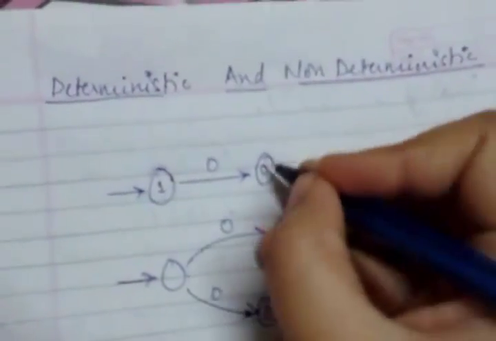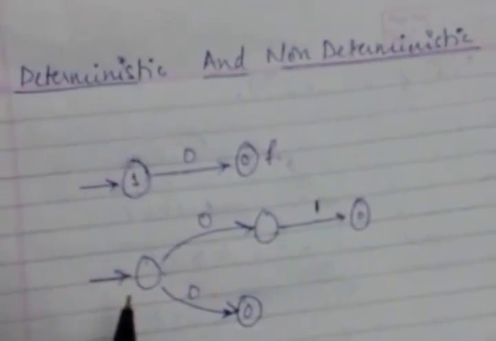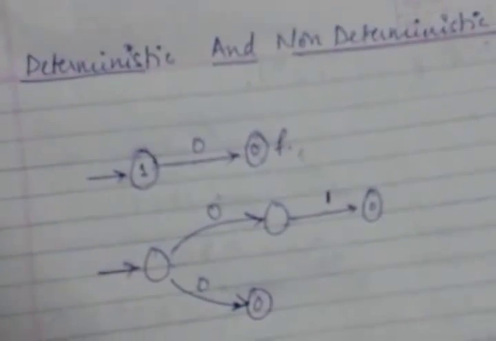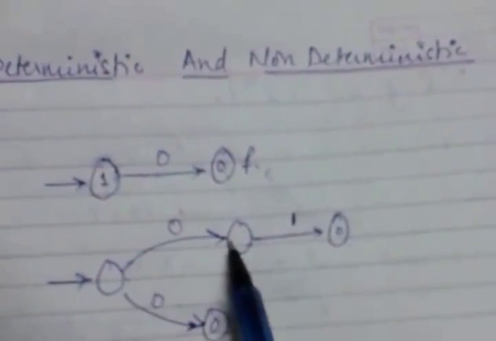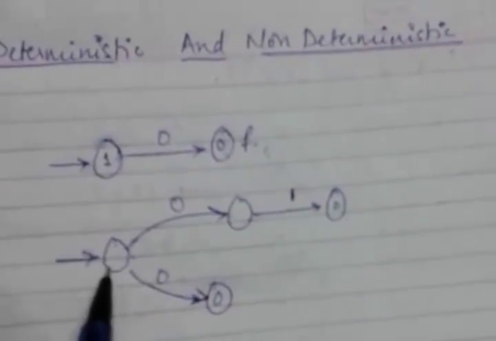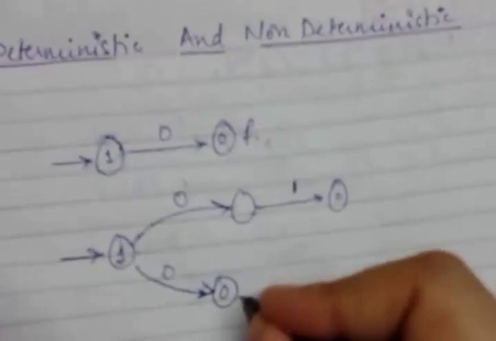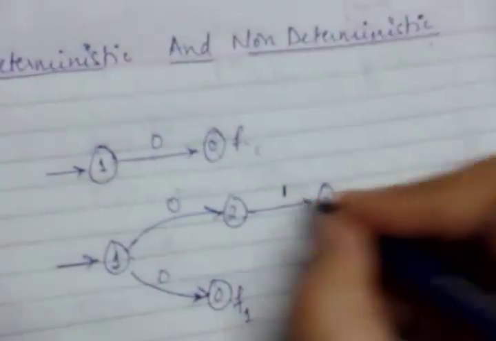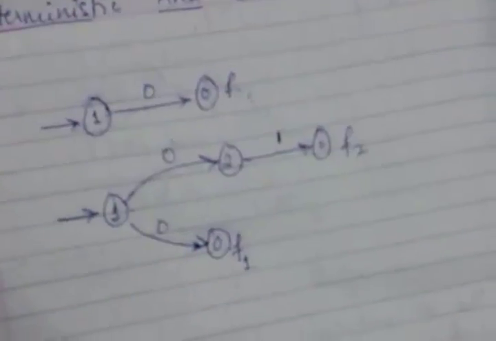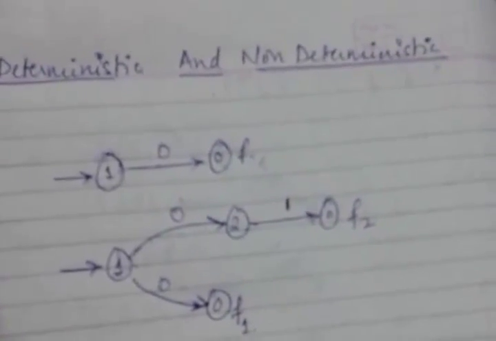The first diagram says that from state 1 the state changes to the final state, say F, on applying input 0. So we know only one possible way to go. In the second diagram, on applying 0 you can go here or here. One says that from state 1 I can go to a final state, say F1, and the second says on applying 0 I can go to state 2, and then on applying 1 I can go to state F2.